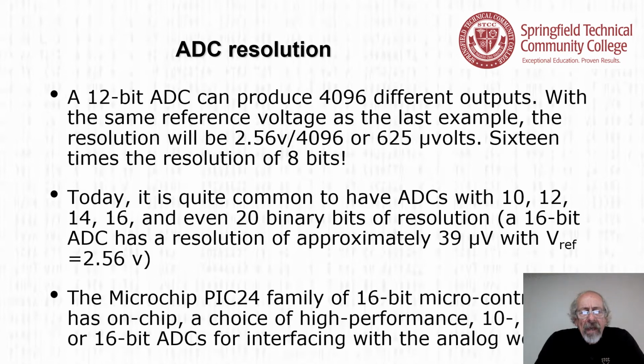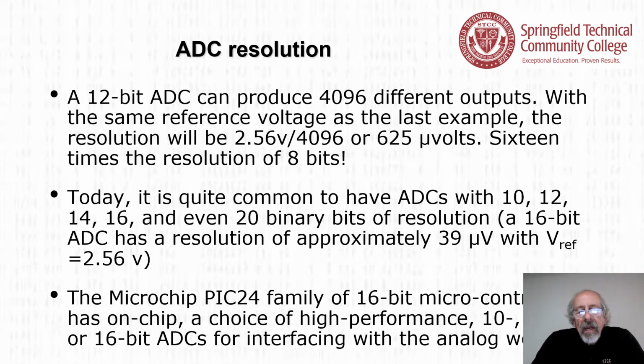If, for instance, we had a 12-bit ADC, that can produce 4,096 different outputs. With the same reference voltage as the last example, the resolution would be 2.56 volts divided by 4,096, or 625 microvolts. 16 times the resolution of the 8 bits. Of course, 12 bits is 4 bits more. 2 to the 4th is 16.